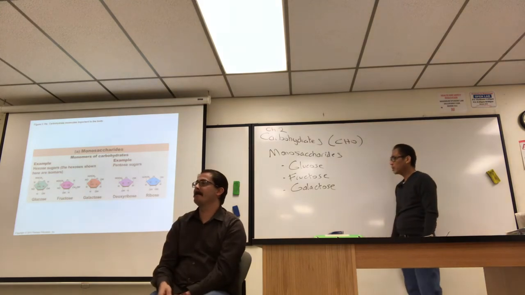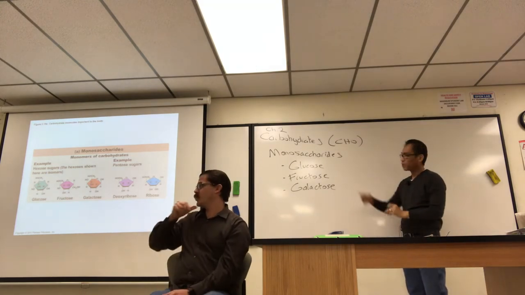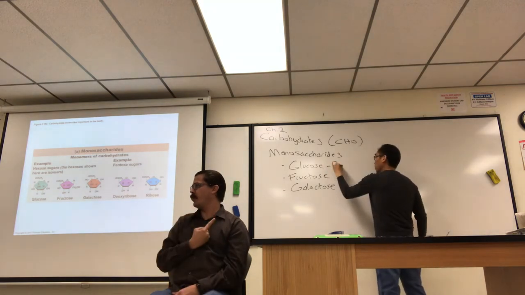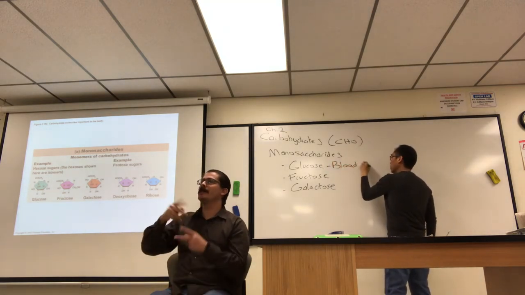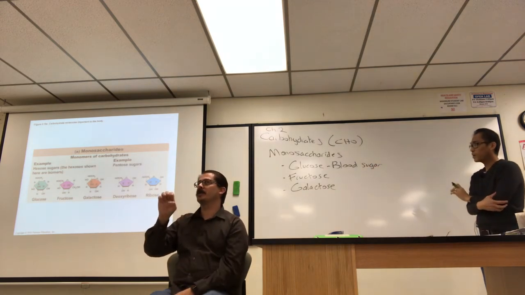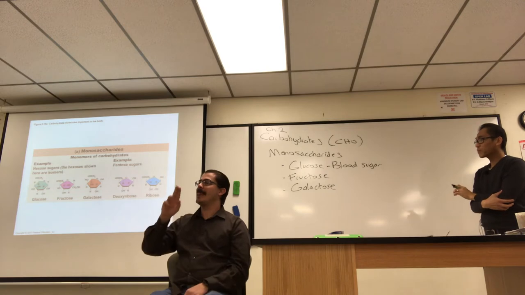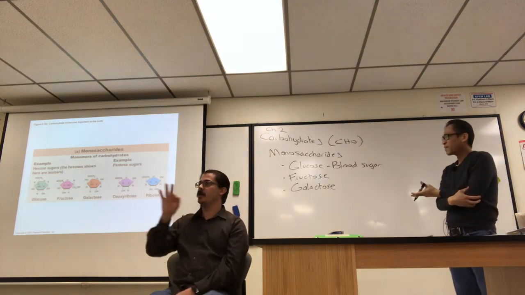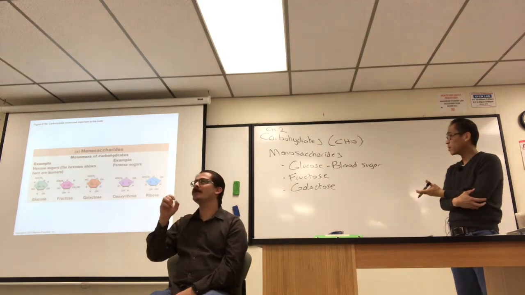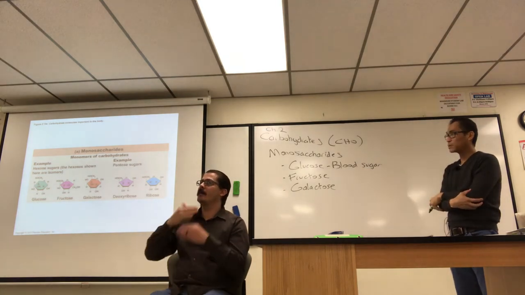Another one I mentioned, the circulation form of sugar, this one. That's blood sugar. When people say blood sugar, they mean glucose. That's the circulation form of sugar. Fructose is found in fruits. Galactose, you can find it in milk. But the blood sugar is glucose, know that.